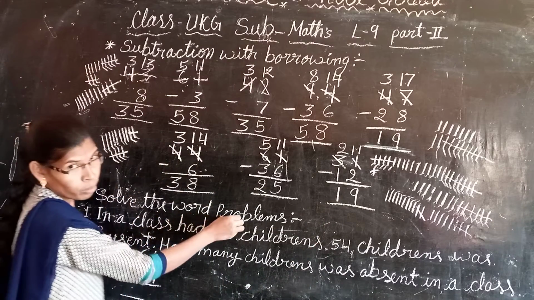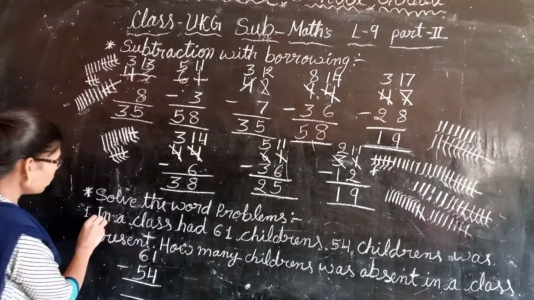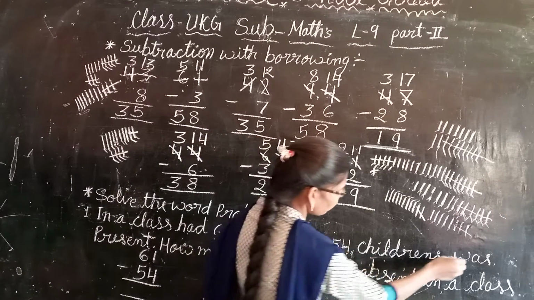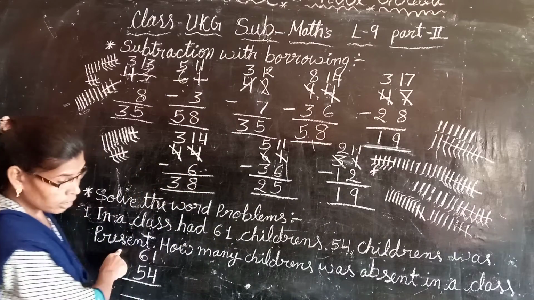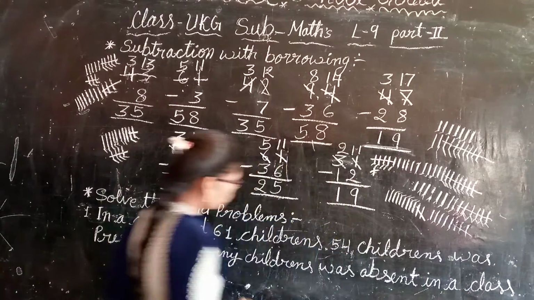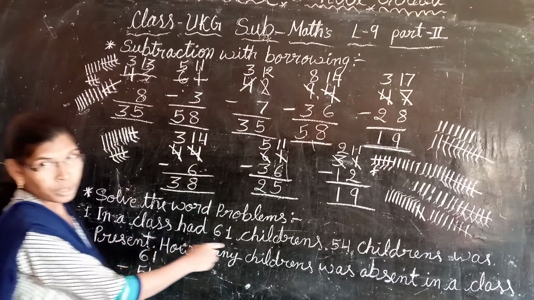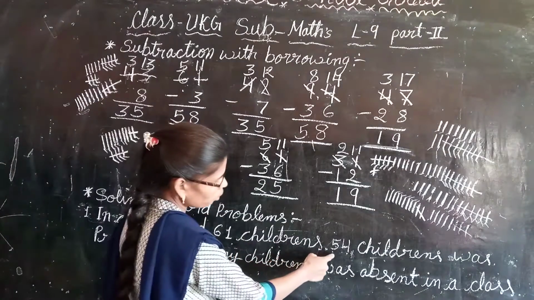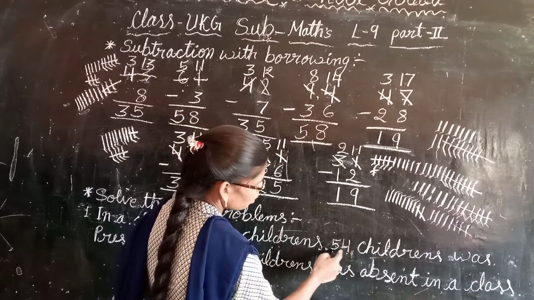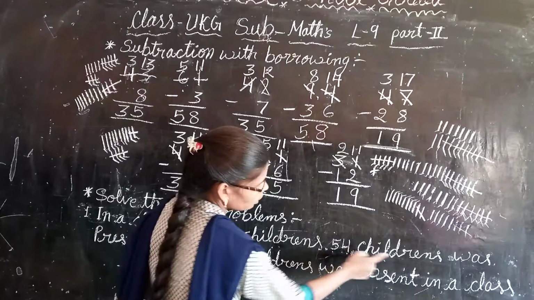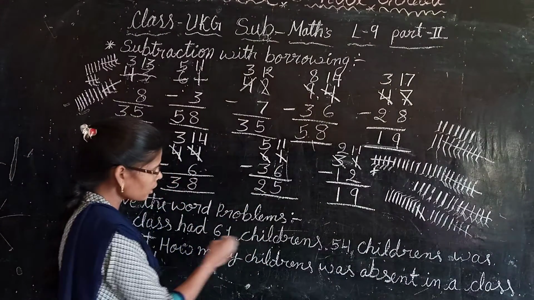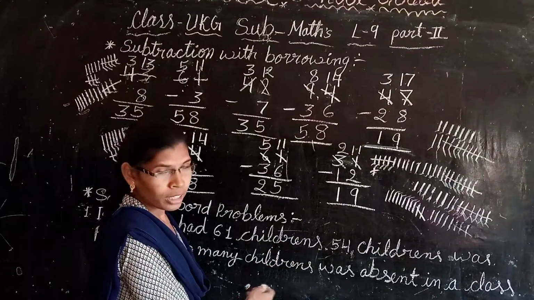Solve the word problems. A class had 61 children. 54 children were present. Now how many children were absent in the class? So here it is telling there are 61 children and out of 61 children 54 children were present. Now here it is asking, total children are 61 and 54 children are present.